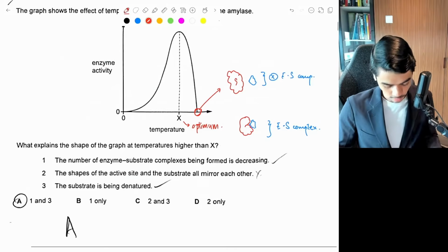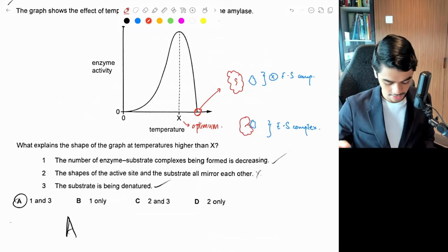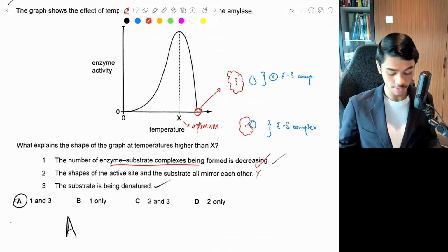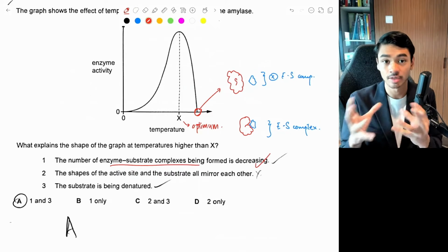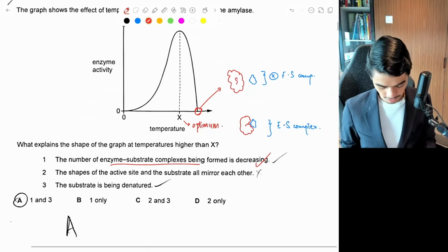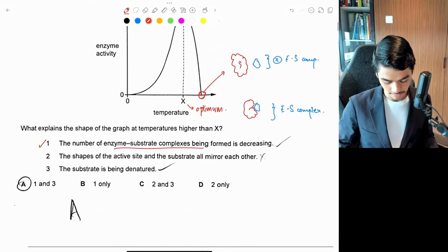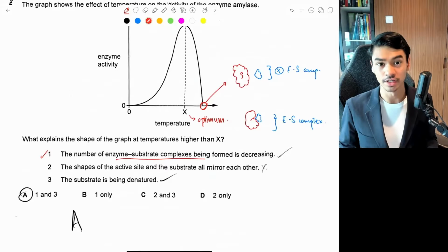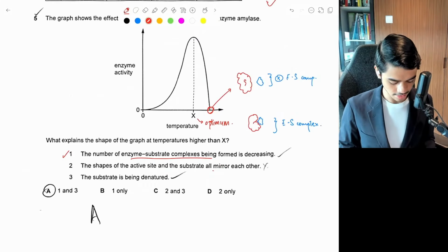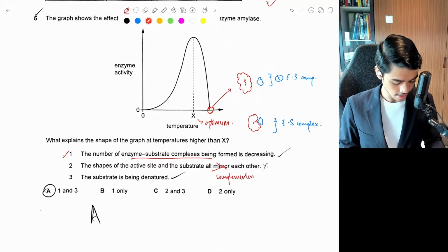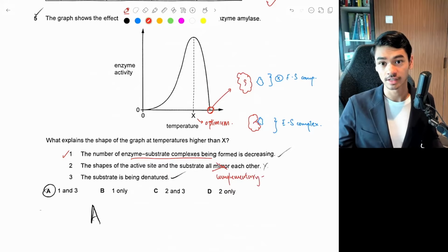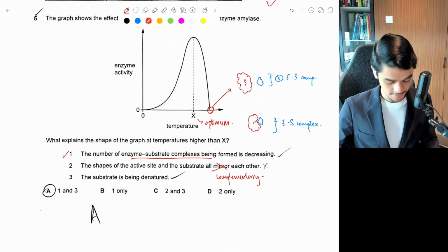Statement 1 says that if you increase the temperature, then the ES complexes formed will decrease. Yeah, that is true. Because as you can see in my diagram there, when you mess up the enzyme like that, denatured, it cannot bind, it cannot form the complex. So 1 is true. Now 2 says the shape of the active site and substrate all mirror each other. Firstly, this is the wrong word to use. We should be saying they are complementary to each other. Second, this only happens if the enzyme is fine. But if you go higher than X and you denature, then it won't even be complementary. So 2 is completely wrong.